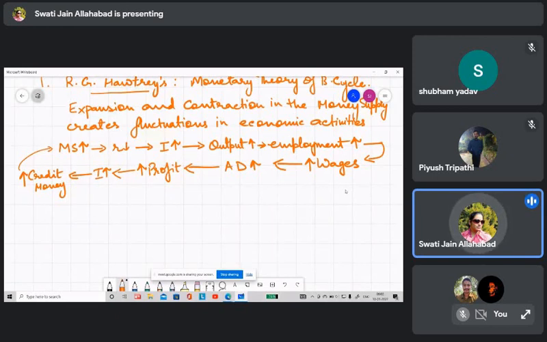And the reverse will take place. If increasing the money supply leads to higher economic activity in the economy, why will money supply contract? So the question is why money supply contracts or reduces.